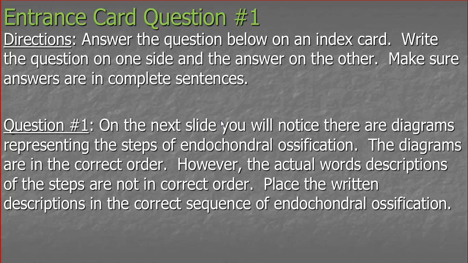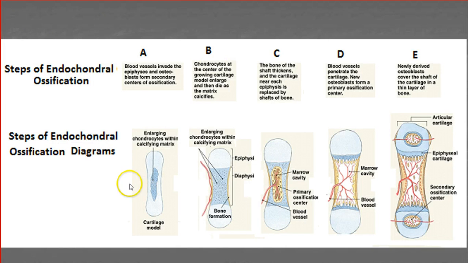So, it leads us to entrance card question number 1. Keep in mind, write the question on one side and the answer on the other, but on the next slide, you're going to notice there are diagrams representing the steps of endochondral ossification. The diagrams are in the correct sequential order from left to right. However, the phrases above them that are labeled A, B, C, D, and E are not in the correct order. Based on the pictures, I want you to sort the phrases in the correct order. So down here are the diagrams representing endochondral ossification, and up here are the actual steps, but these steps are in a jumbled order. I need you to rewrite these steps in the correct order.